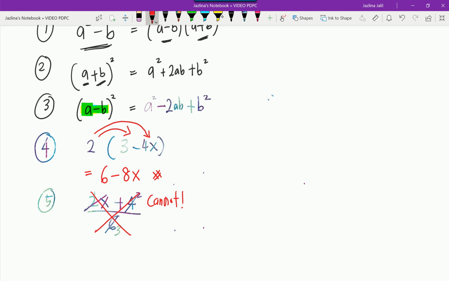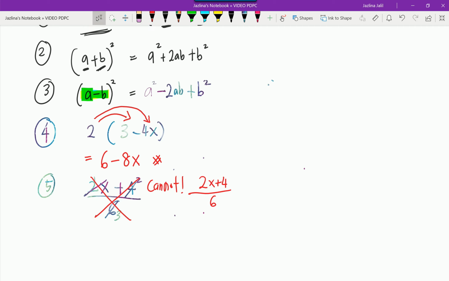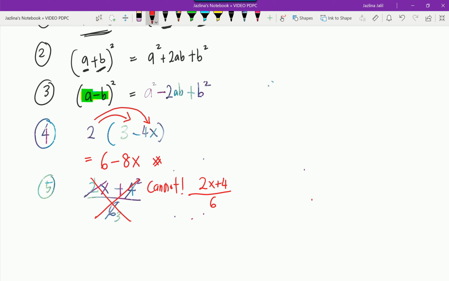What you should do is factorize out first. So here I'll write it back: (2x plus 4) over 6. What you should do is factorize out, which means the numerator, bring out the same thing, so it will be 2 in a bracket (x plus 2) over 6. Now you can simplify it, becoming like this. So don't forget the steps.